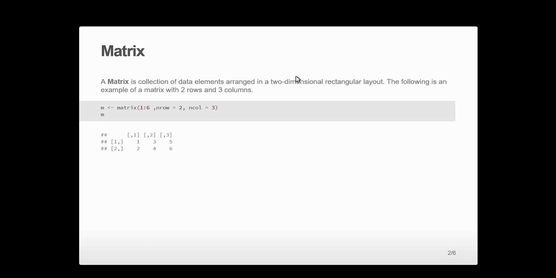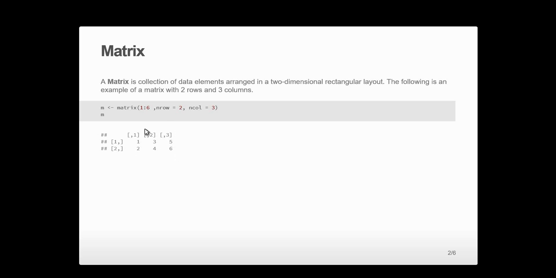Now, what is a matrix? A matrix is a collection of data elements arranged in a two-dimensional rectangular layout. So here you can see one example. This is a matrix where we have the values in a row as well as in a column.